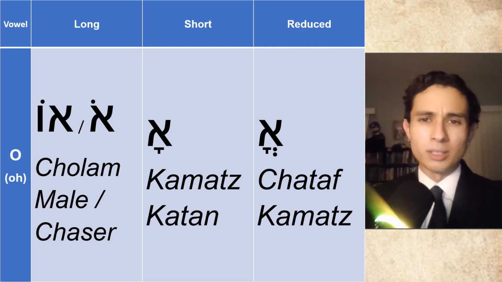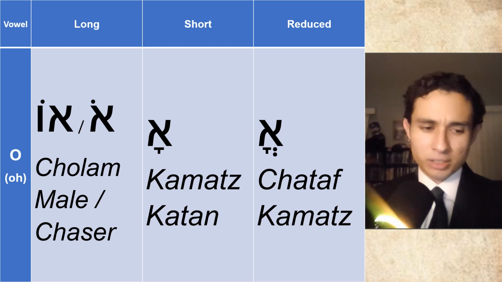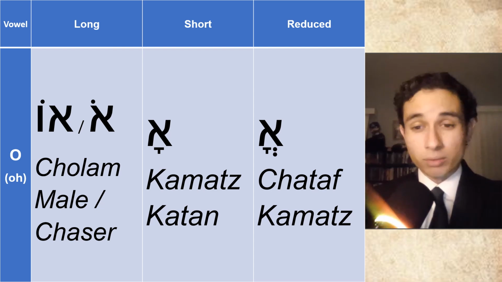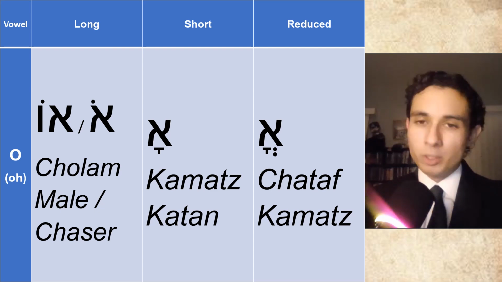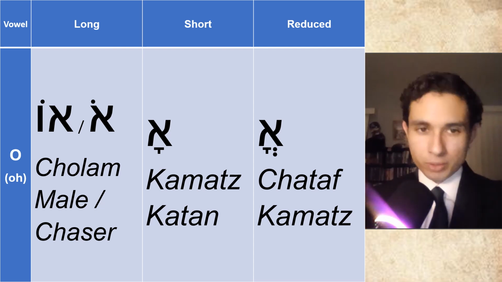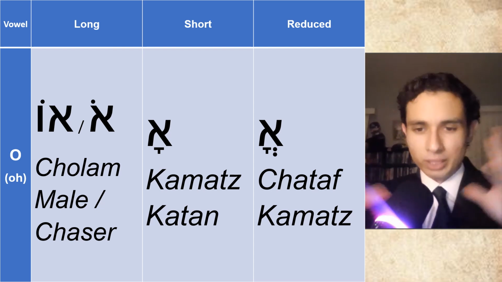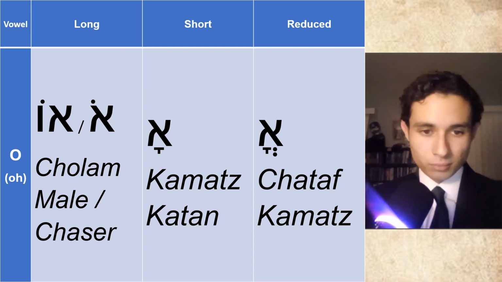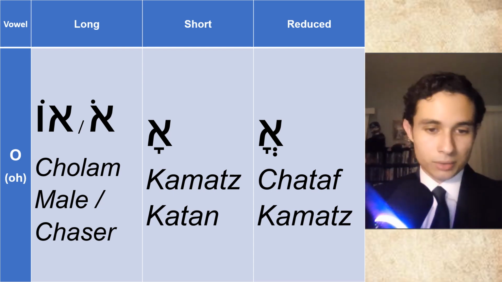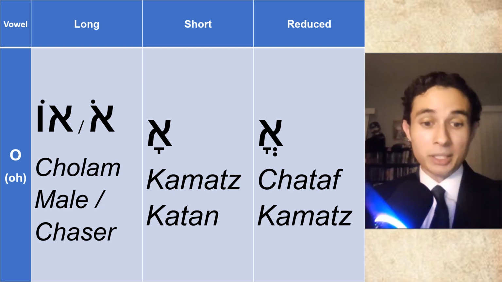Professor Garber at Los Angeles Valley College teaches cholam chaser. He'd call it a medial vowel, but only because we're beginners, we will not be stressing about that column as its own, but we'll just conflate it as both being long. And again, the difference is just the presence of the vav making it full.